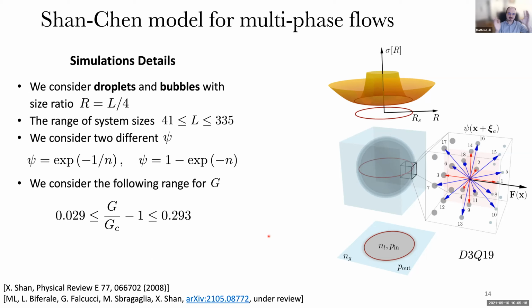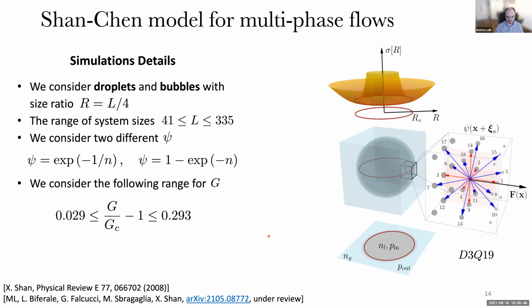We consider droplets and bubbles. The size ratio with respect to the system is that the radius is always equal to L/4. The range of system sizes goes from 41 to 355. We consider two different pseudopotentials, exp(-1/n) and 1 - exp(-n), which are common choices. And we do this because we want to see the result in generality, in a sense.